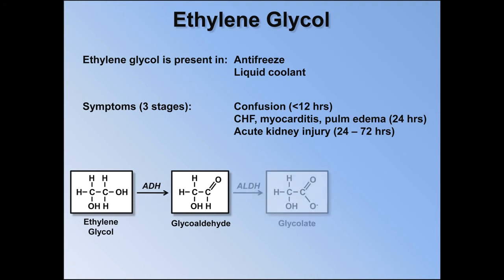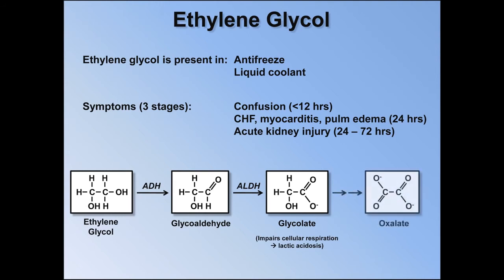Glycoaldehyde is further oxidized by aldehyde dehydrogenase to glycolate. Glycolate is one of the direct contributors to the elevated gap acidosis seen with ethylene glycol. However, it also impairs cellular respiration at the mitochondrial level and thus results in a concurrent lactic acidosis. Finally, after several additional steps, glycolate is metabolized into oxalate. Oxalate forms complexes with calcium, and these complexes are deposited into the kidney, heart, brain, and lungs, and is responsible for the pathologic features not attributable to the lactic acid.